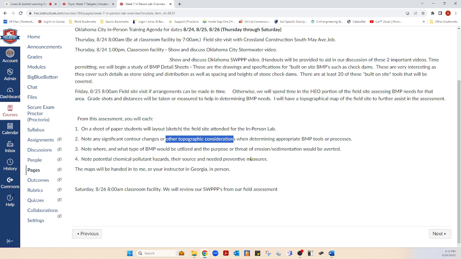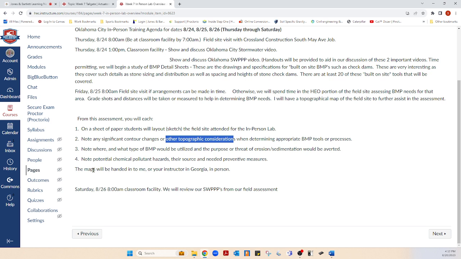I've always thought we needed a detention pond or a sediment basin that we could clean out every once in a while, but we will take note of those kinds of things as well.